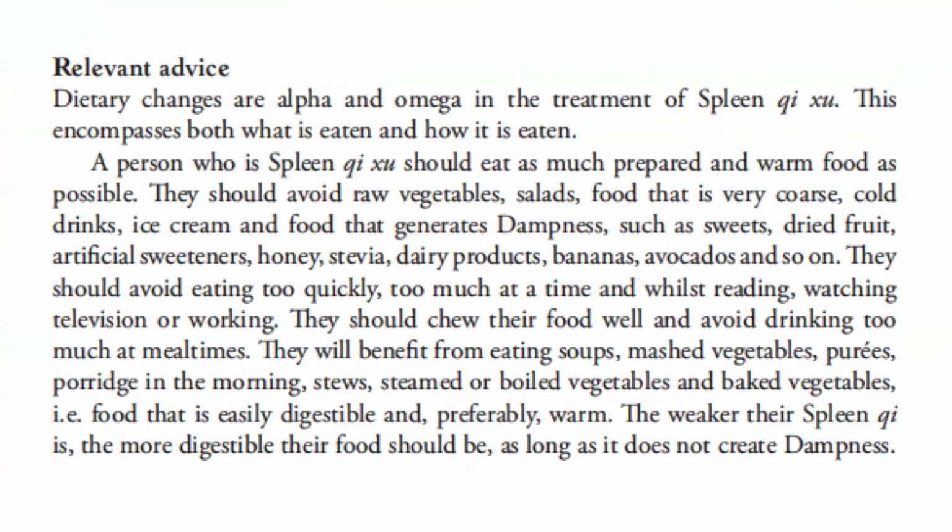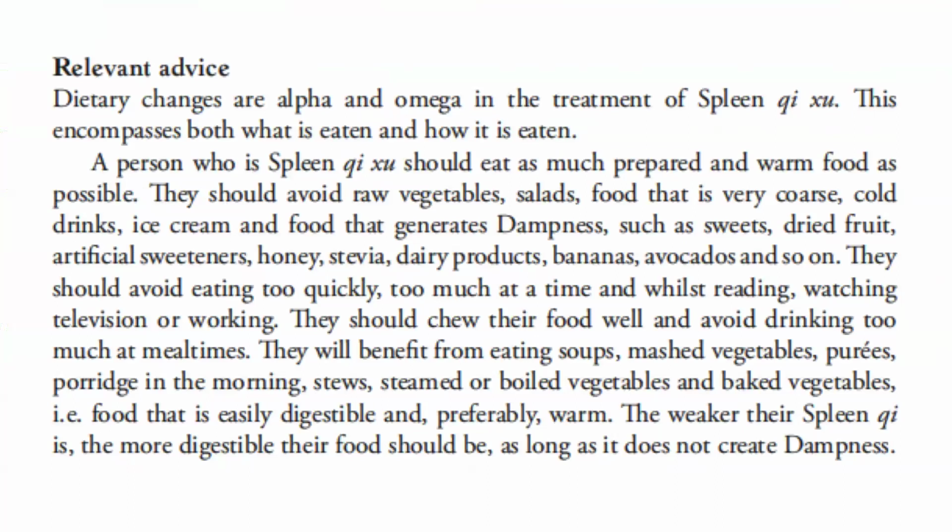Dietary changes are alpha and omega in the treatment of spleen qi deficiency. This encompasses both what is eaten and how it is eaten. A person who is spleen Qi deficient should eat as much prepared and warm food as possible. They should avoid raw vegetables, salads, food that is very coarse, cold drinks, ice cream, and food that generates dampness, such as sweets, dried fruit, artificial sweeteners, honey, stevia, dairy products, bananas, avocados. They should avoid eating too quickly, too much at a time, and whilst reading, watching television, or working. They should chew their food well and avoid drinking too much at meal times.